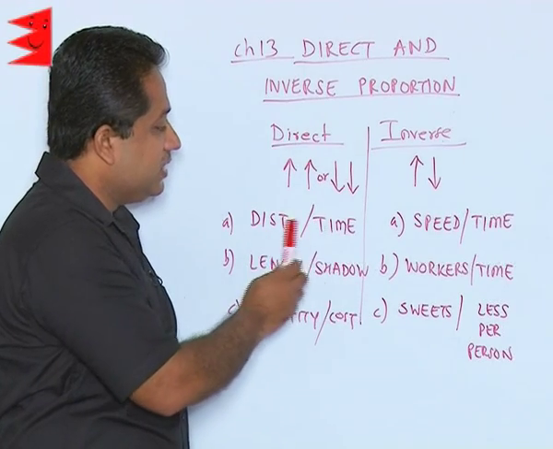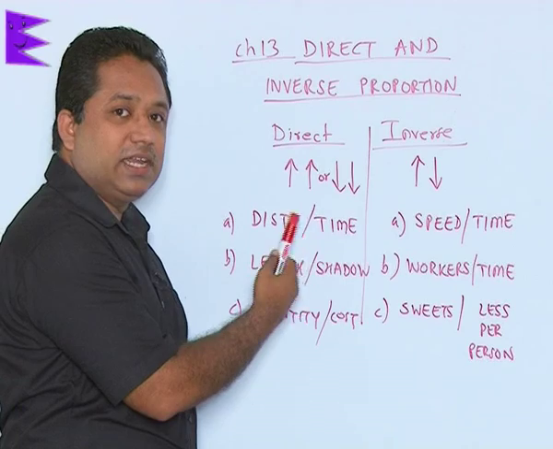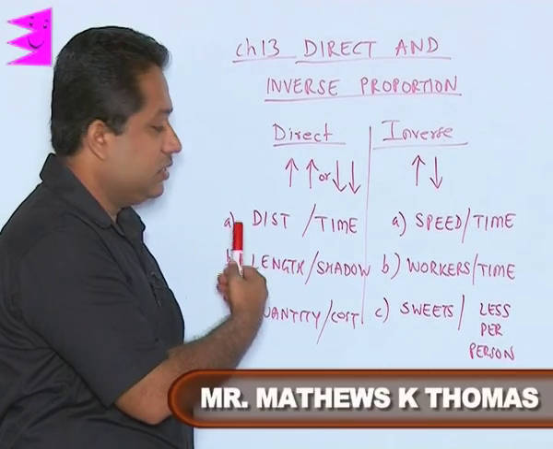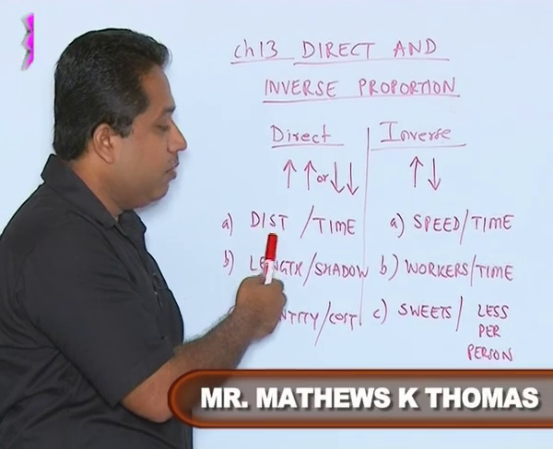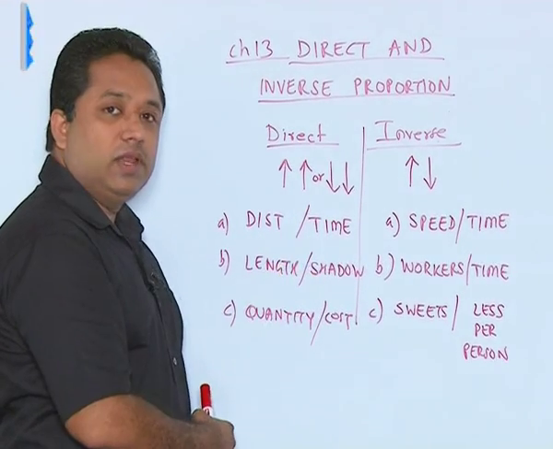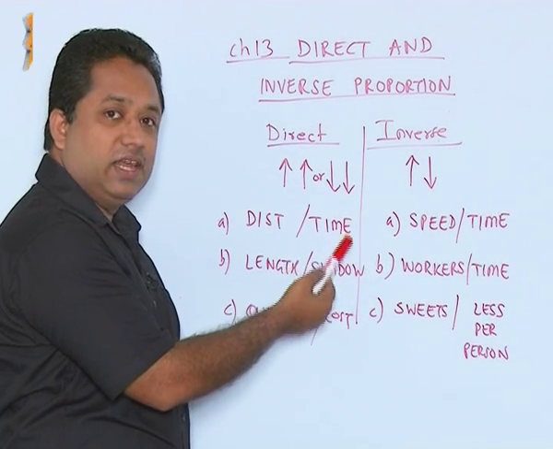Let us look at distance and time. We want to cover a certain distance, let us say 10 kilometers. We are traveling in a car and the car is traveling with a certain speed. Now, the more you want to cover, the more time it will take. We cannot cover a larger distance in less time.